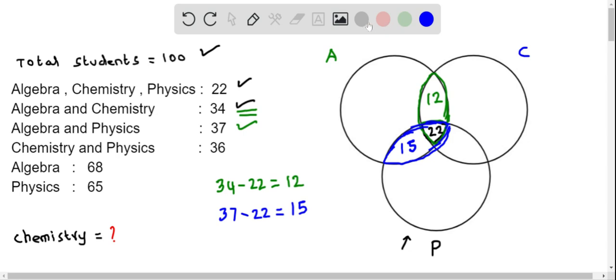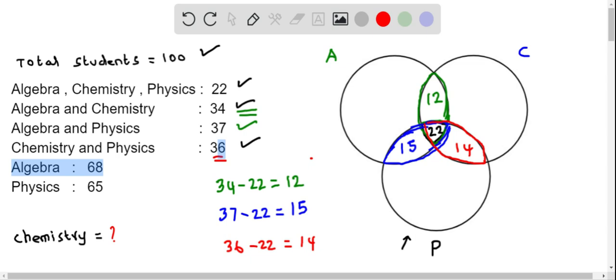Now let's move on to the next one. We have the number of students, chemistry and physics. It is 36, and chemistry and physics is represented by this region. That is the one which I'm showing in red color. And since already 22 students we have taken into account, we have to subtract 36 minus 22, or we subtract the 22 from 36, and this gives 14. So I put this number 14. This is the number of students who have taken physics and chemistry only. However, when you add these two numbers, that is 22 and 14, which is 36, which gives the number of students who have taken chemistry and physics.